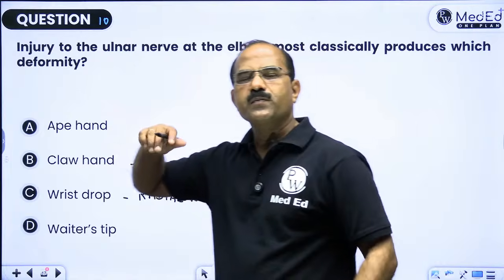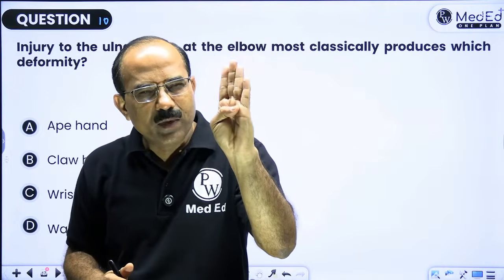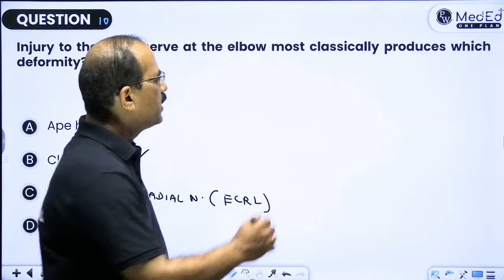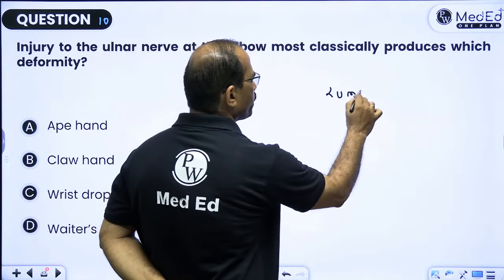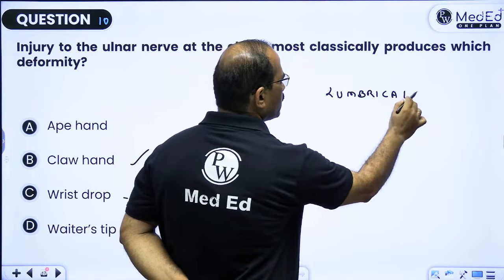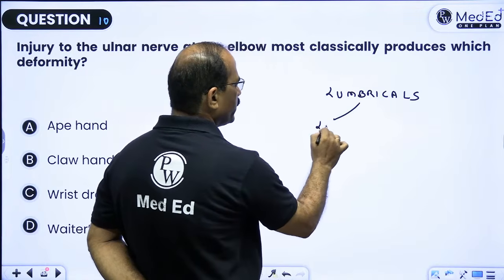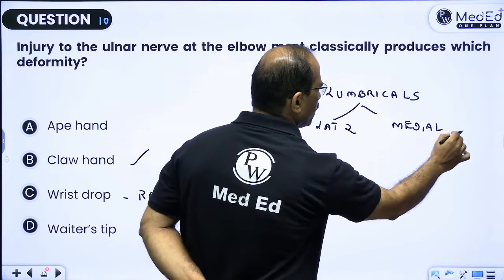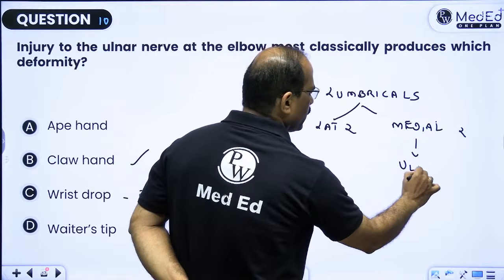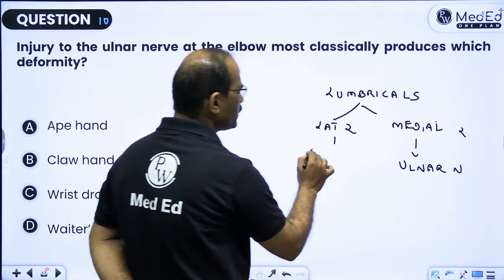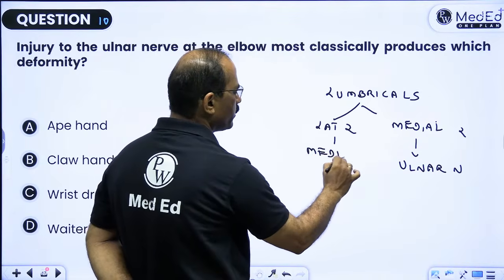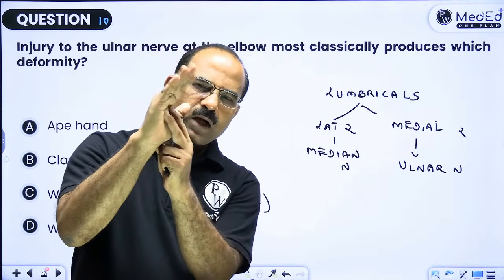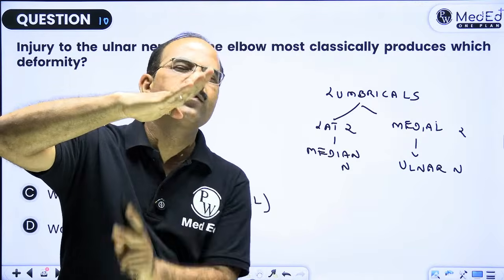Claw hand. Who causes flexion at metacarpophalangeal joints and extension at interphalangeal joints? The lumbricals, the lateral two and the medial two. Medial two is supplied by ulnar nerve. The lateral two is supplied by the median nerve. ठीक है ना? What is the action of lumbricals? Flexion at metacarpophalangeal joints, extension at interphalangeal joints.